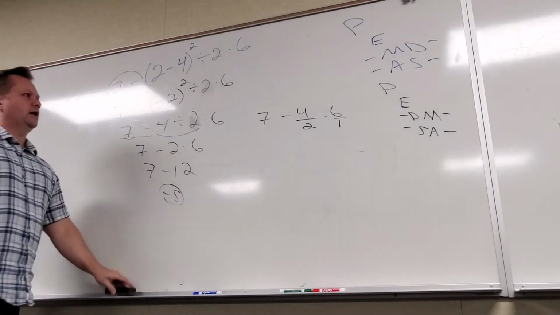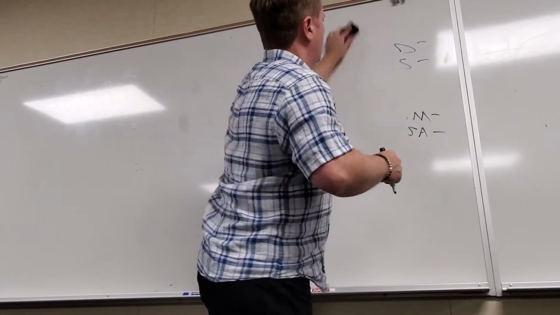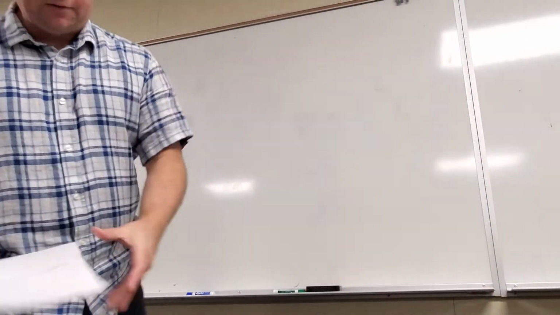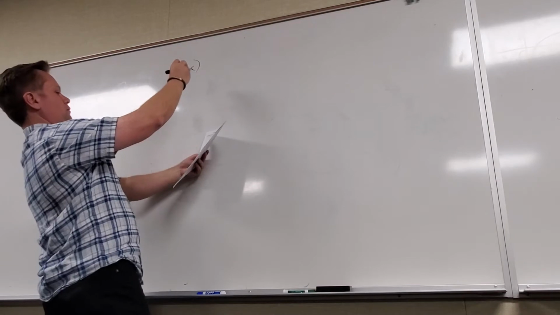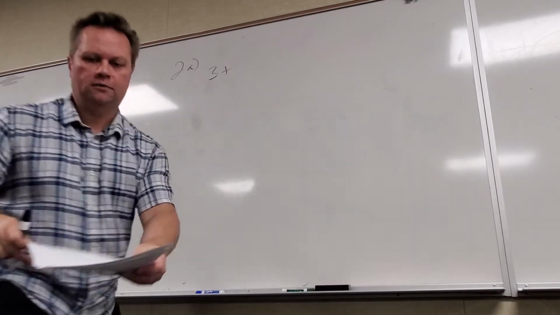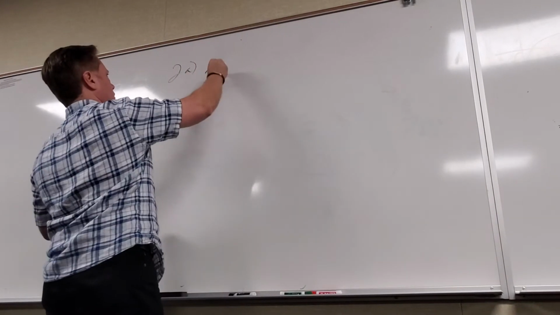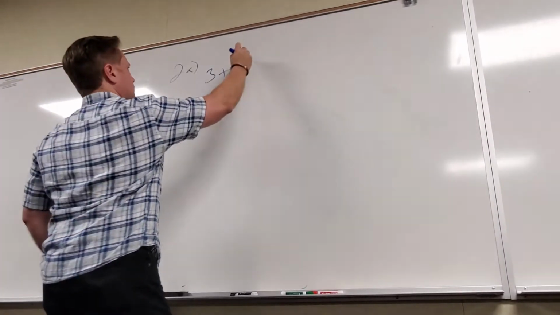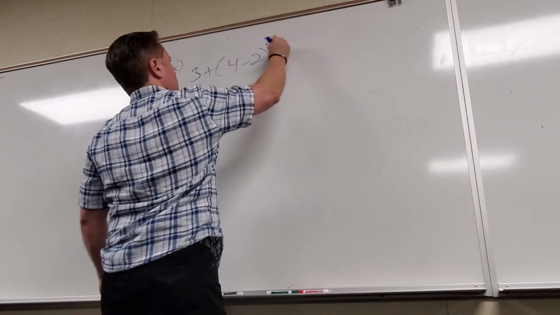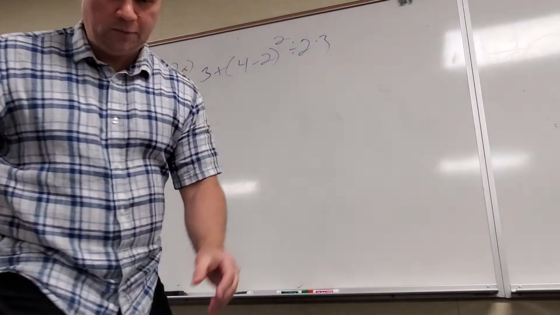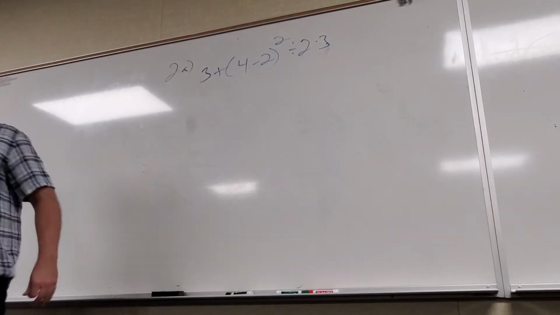All right. Okay. So let's see, what's the next thing here? Okay, what about this guy? So here's the order of operations problem I gave you on here. I'll use a different pen. I love 4 minus 2 for some reason. 3 plus (4 minus 2) squared divided by 2 times 3. Okay, that looks almost like the one we just did, right?